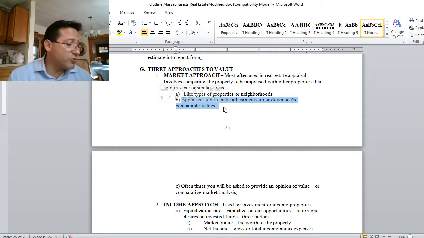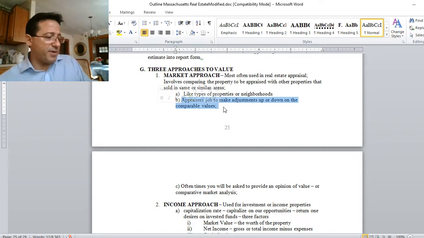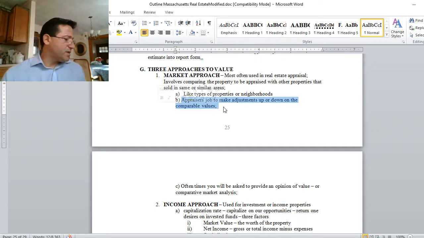Total number of rooms in the house, right? Just the physical layout, bathrooms, baths, lot size, right? Because a house sitting on a smaller lot might go for a lesser value depending on the area it's in, right? Garage, if it has a garage, the age of the structure, the proximity to the subject, what it's near, and the condition. Okay, the condition of the property also goes into the comparison approach.